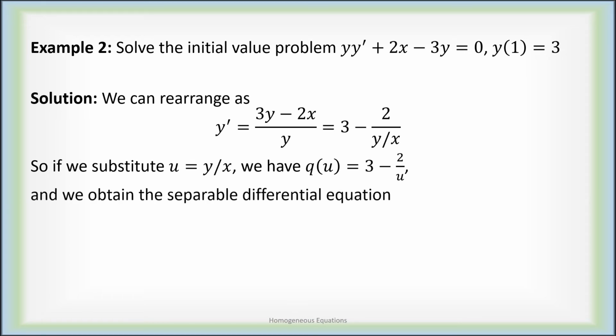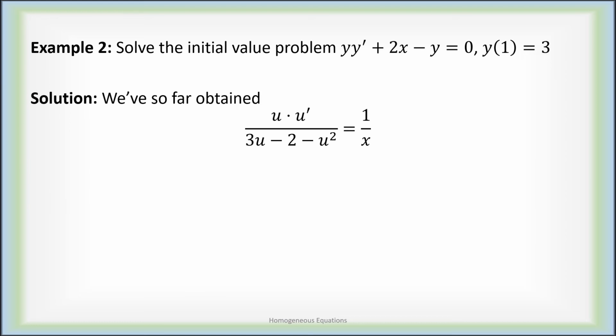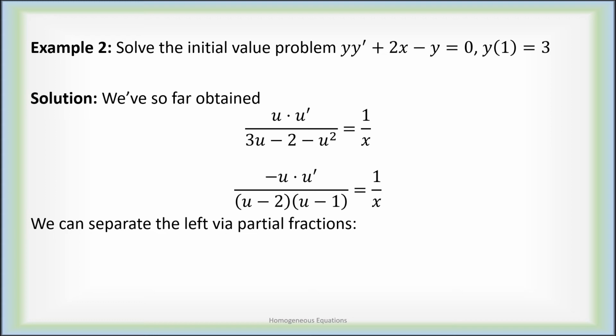Our separable form then becomes u prime over Q of u minus u equals 1 over x, which simplifies to u prime over (3u minus 2 minus u squared) equals 1 over x. So we've got this separable differential equation here, and now we just need to integrate both sides. Okay, that left side factors, with a minus sign that we've pulled up into the numerator, (u minus 2)(u minus 1) in our denominator now. The left is accomplished with partial fraction decomposition. The u prime factors out and we get negative 2 over (u minus 2) plus 1 over (u minus 1). And now we can integrate both sides a bit more directly.